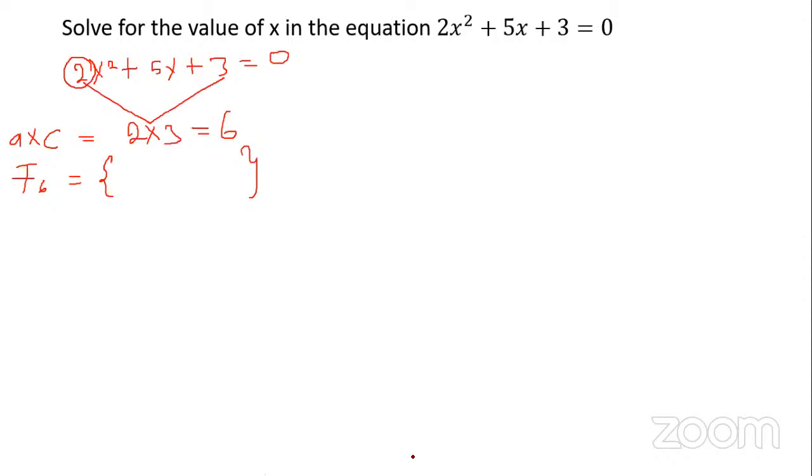So first of all, what are those factors? Factors of 6 are 1, 2, 3, 6. And the two numbers are 2 and 3. Thank you. So now, how shall we write our equation?